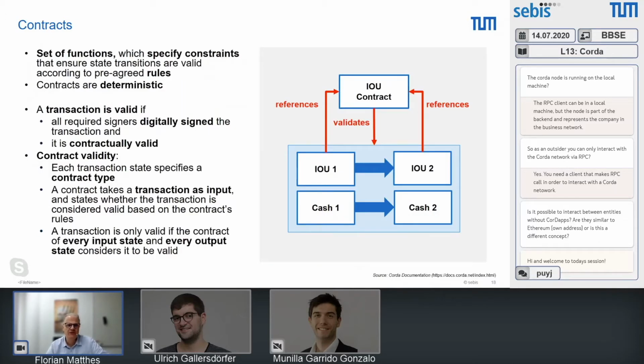Okay, I mentioned the role of contracts. So the idea is now, if you have a transaction, this is more or less a request of some parties to do something, and now you want to protect your states with the contracts.